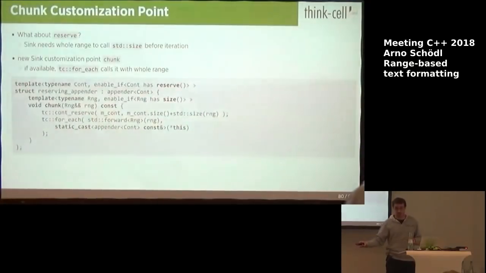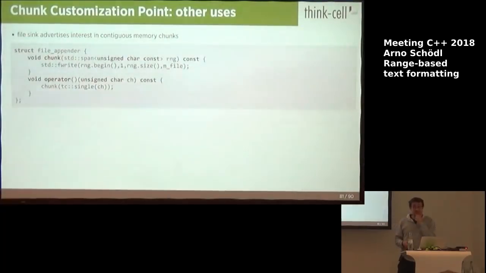You call the reserve by asking for the size. And so you've done the reserve, and then you call for each again. And in this case, you just cut off that reserving part from yourself. You just have an appender that doesn't do any reserving anymore because you know you've already done the reserving. So you don't need to do that anymore.